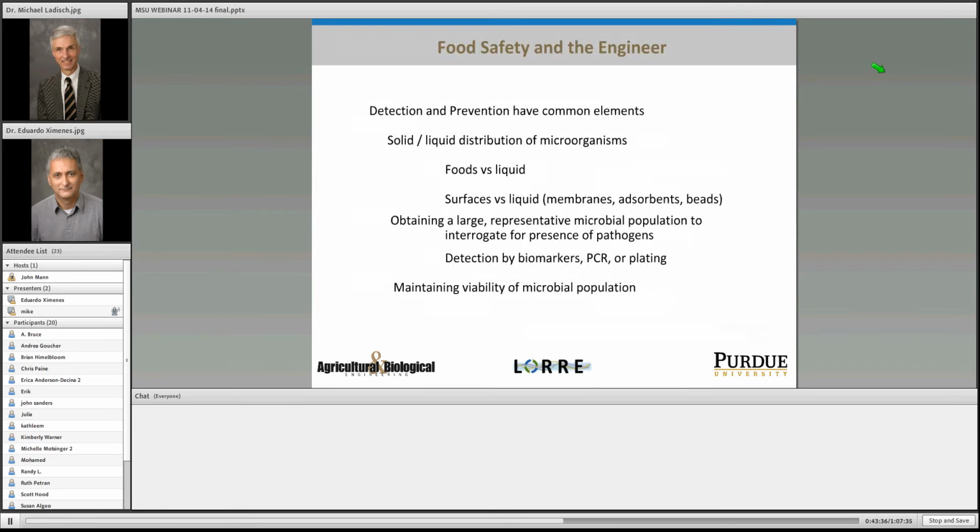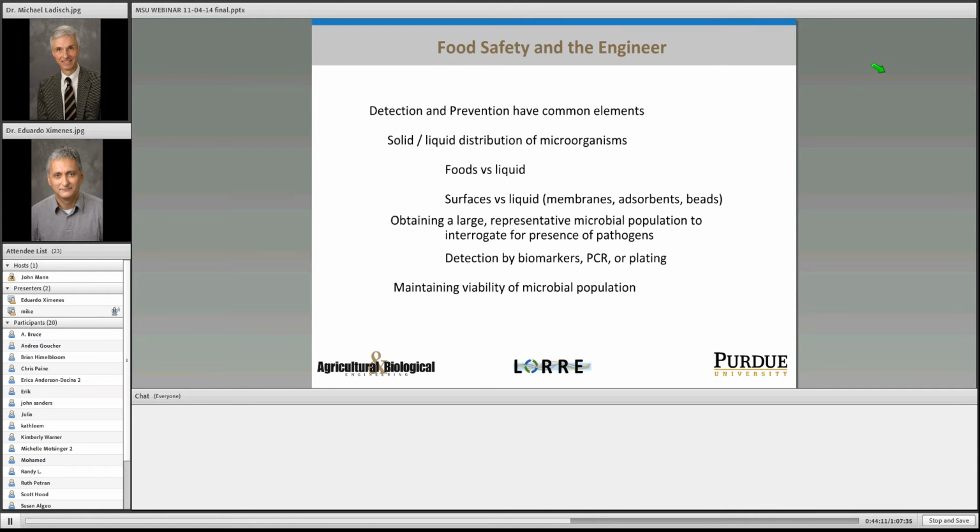But basically, I think there's an issue there, and I think rapid detection will be one part of an overall process which will enable implementation of methods and manufacturing protocols that will minimize the risk of pathogens being found in food that reaches the consumer. And the detection and the prevention really have common elements, and that includes the solid and liquid distribution of microorganisms in the food versus what you find in the liquid.